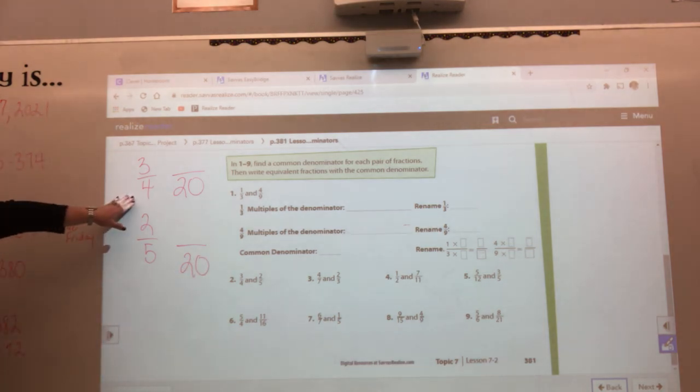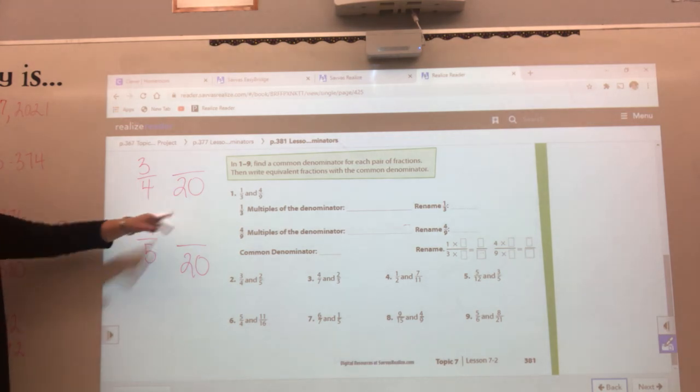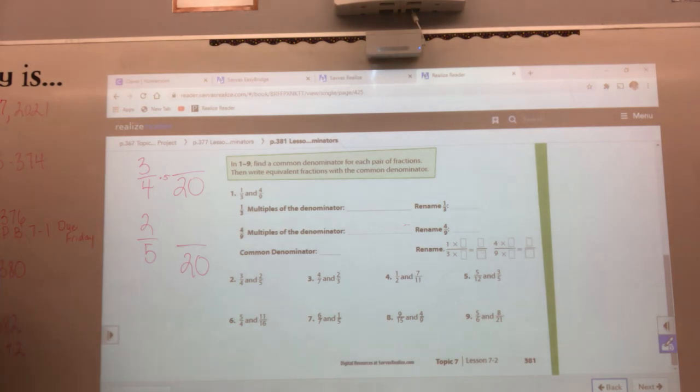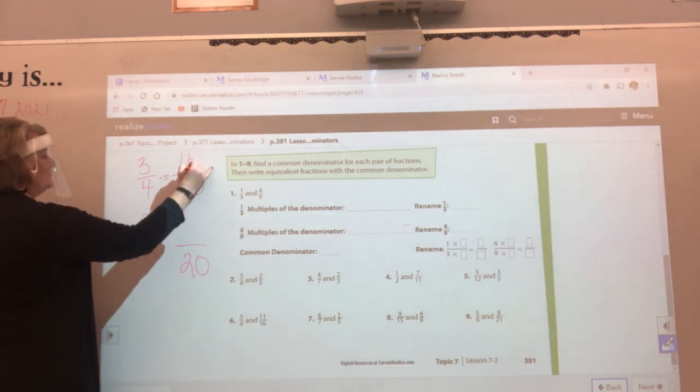So Brooklyn, up here on this top fraction, how in the world did we go from 4 to 20? Times 5. And Bentley, if we multiply the bottom times 5, we got to multiply the top times 5. So what's my new top number? 15.